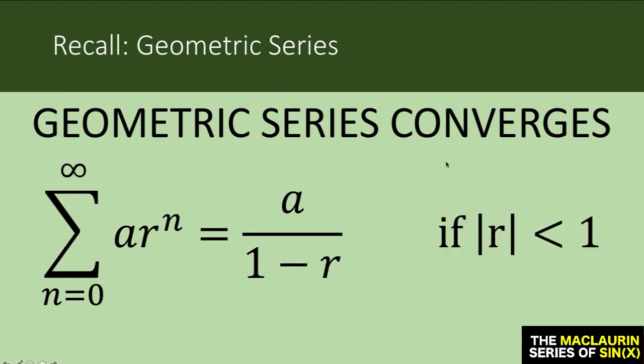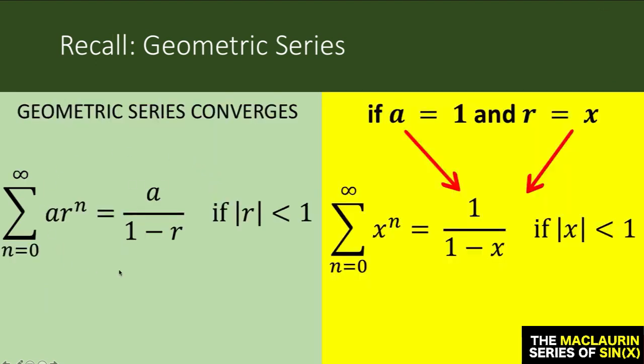And the geometric series converges if the common ratio r has this property. The absolute value of r is less than 1, meaning the interval of our r value is from -1 to +1, open interval. -1 and +1 are not included. So from this geometric series formula, let a be equal to 1 and r be equal to x.